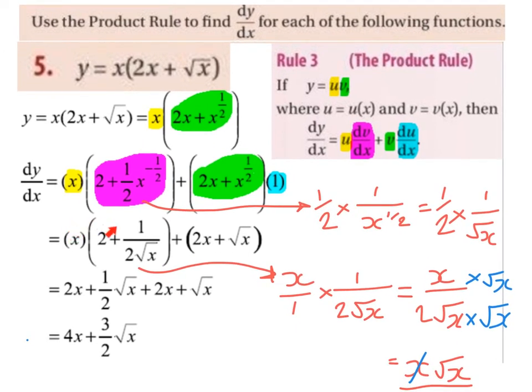Okay, so x by 2x gives us 2x, x by 1 over 2 root x gives us a half root x, and then we just bring down the 2x and the plus root x. Then 2x plus 2x gives us 4x, and a half root x plus 1 root x gives us 3 over 2 root x.